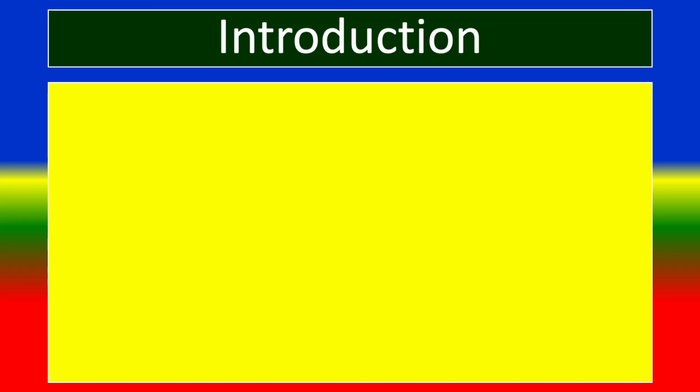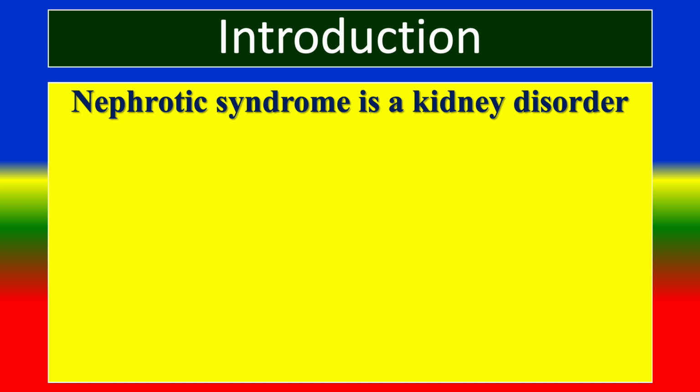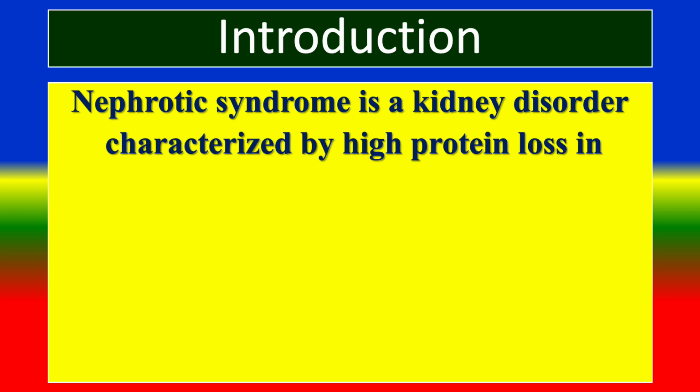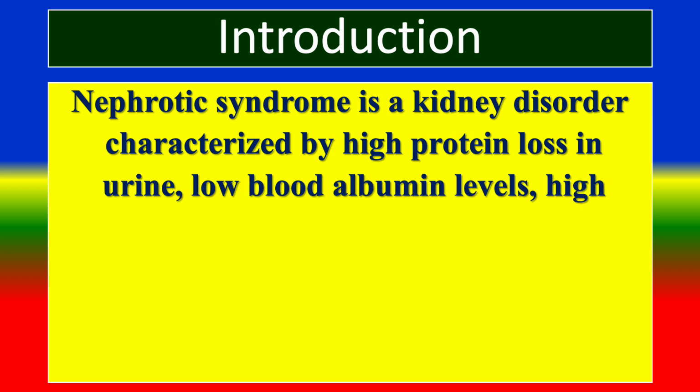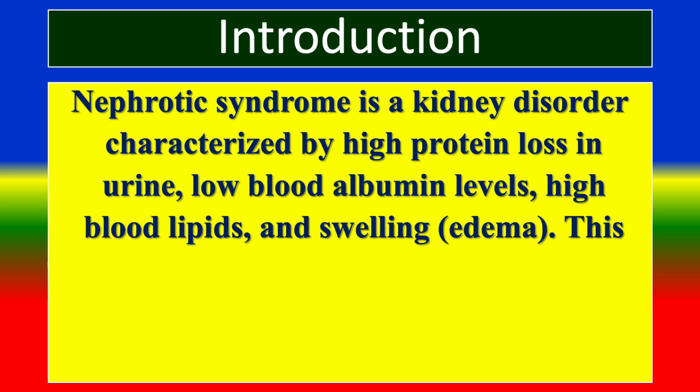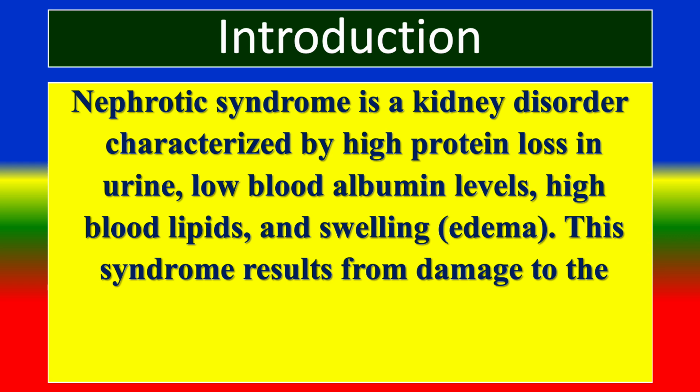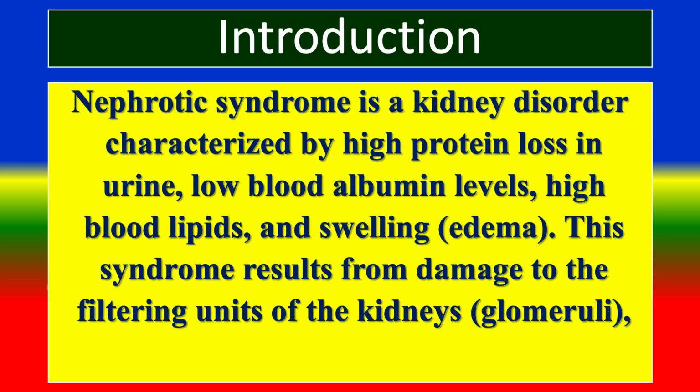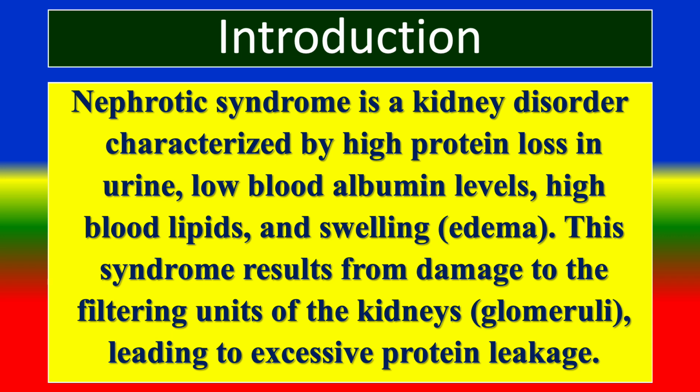Introduction. Nephrotic syndrome is a kidney disorder characterized by high protein loss in urine, low blood albumin level, high blood lipids, and swelling, edema. This syndrome results from damage to the filtering units of the kidneys, glomeruli, leading to excessive protein leakage.